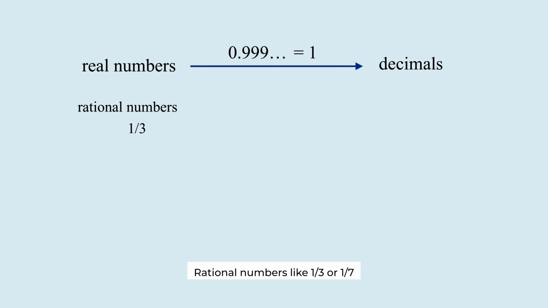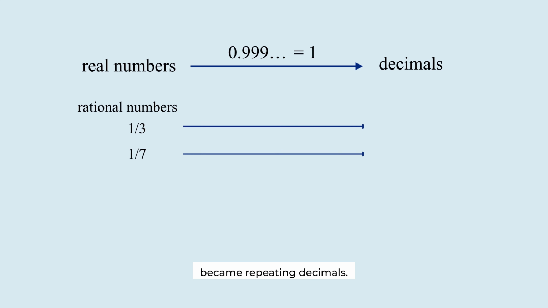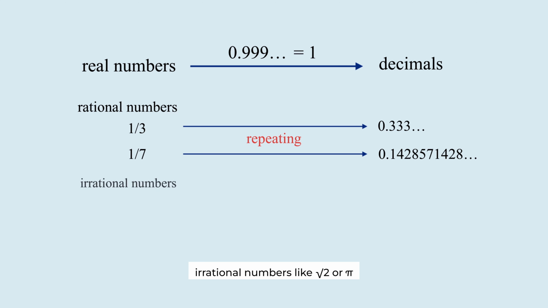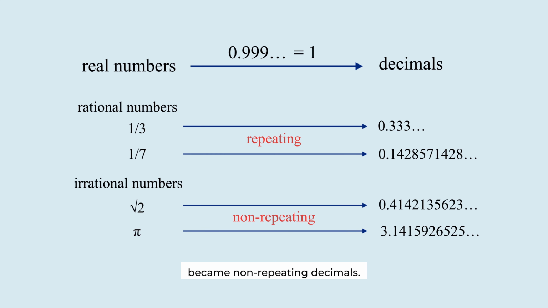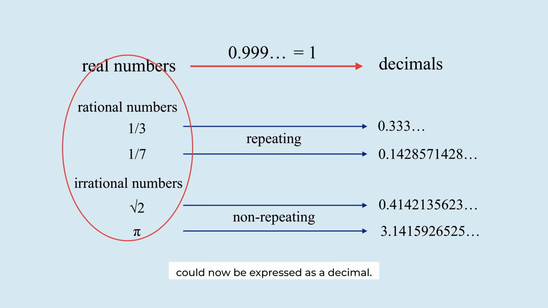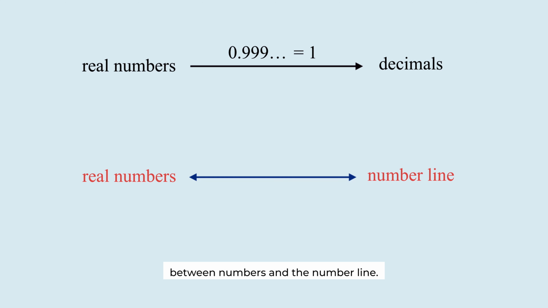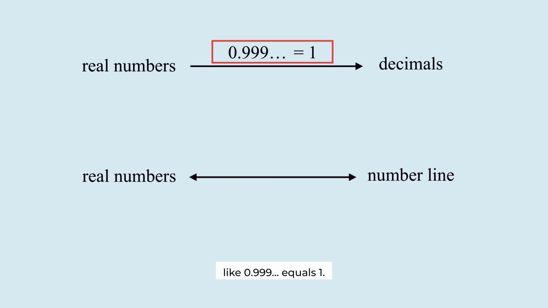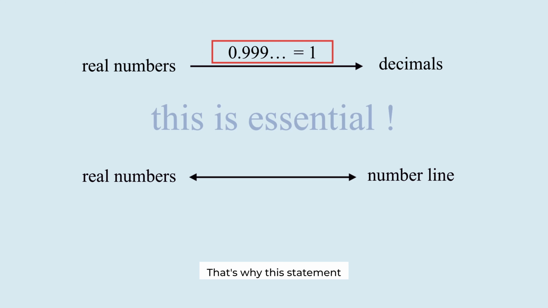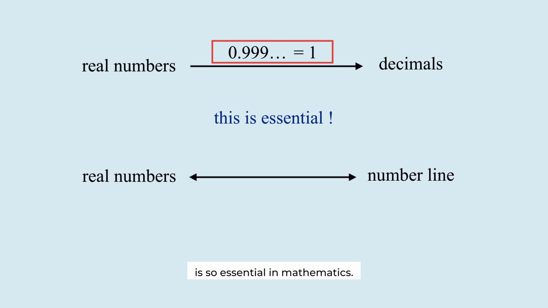Rational numbers like 1/3 or 1/7 became repeating decimals. Irrational numbers like √2 or pi became non-repeating decimals. Ultimately, every real number could now be expressed as a decimal. This ensured the perfect correspondence between numbers and the number line, all thanks to key concepts like 0.9 repeating equals 1. That's why this statement is so essential in mathematics.